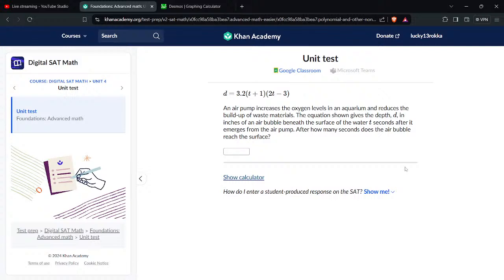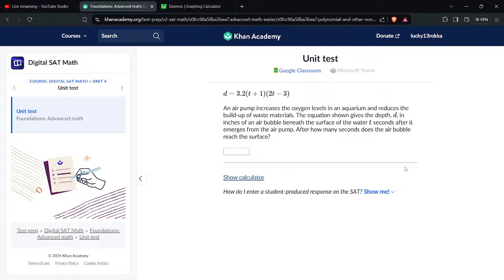An air pump increases the oxygen levels in the aquarium. It reduces the buildup of waste materials. This one is tough. Yeah, we need to solve this one. Okay, solve this question. T equals 3.2, 3.2 t plus t equals 3.2. It's supposed to be easy, right? We don't have the answer 3.2, there's no way. After how many seconds does the air reach the surface, right? Surface, if depth is equal to 0, right?